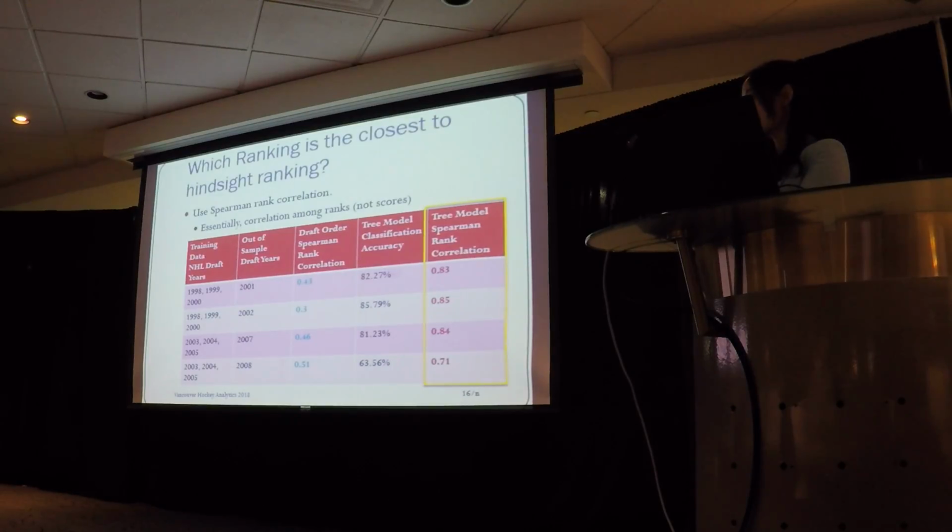Now we can see some actual numbers presenting our model tree's performance. The correlation results are on the rightmost side. You can see that our model tree performs much better than the actual draft order. It's about 0.8, doubling the results from the actual draft order ranking.